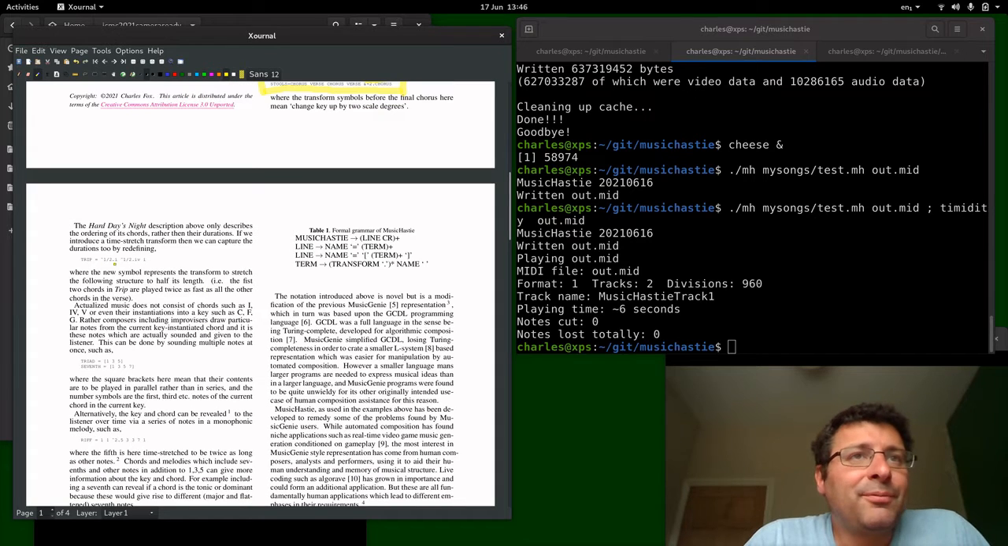We can also represent transformations in time. We can time stretch these chords. So for example, here in part of Hard Day's Night, we can say that we want chords 1 and 4 to be played with half the duration of a normal chord, such as the one after it.